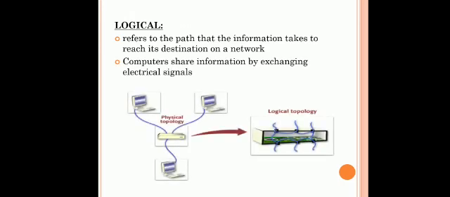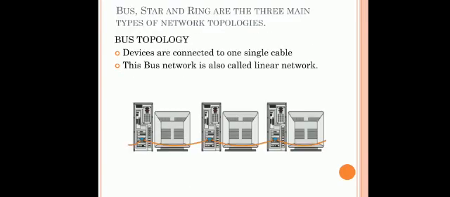So you can say in the physical topology you can only see how the computers are arranged within a network, but the logical topology actually shows how your electrical signals are going to travel, what path they are going to take, how many applications they are using, or what the volume of information is that is going to be transferred over a network. We have mainly three kinds of topologies that we use: bus, star, and ring.